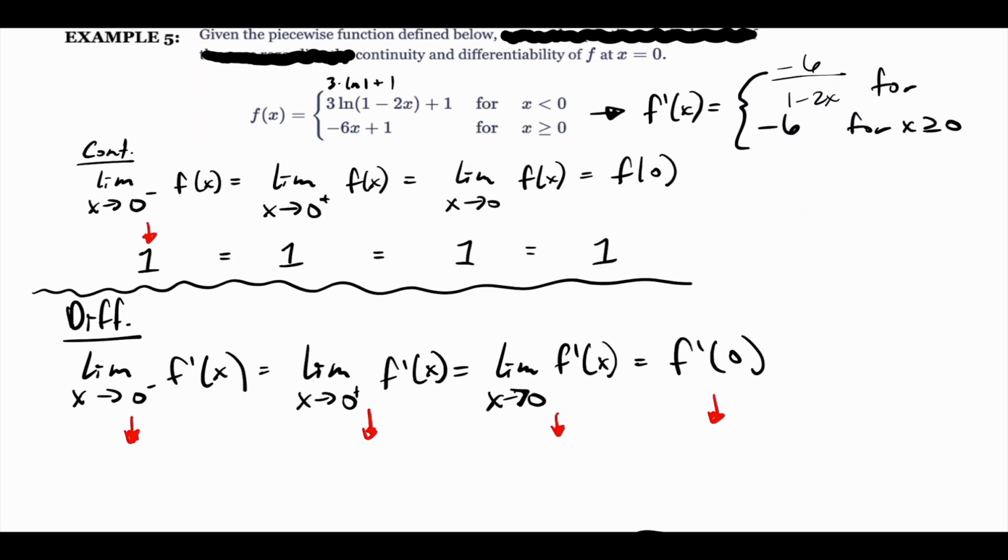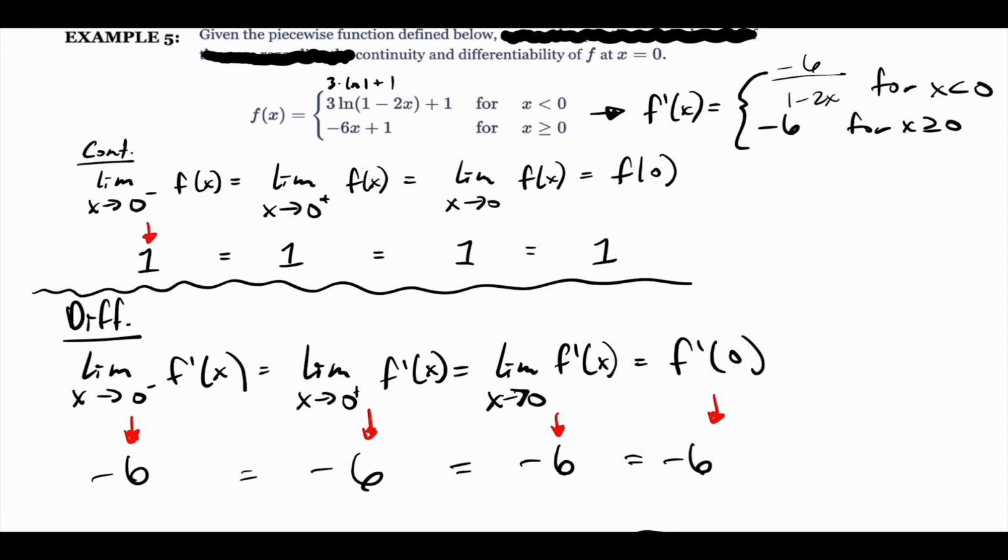Okay, so here I'm plugging in 0 to the top. When I plug in 0 to the top, what do I get? I get 0 here, so that's going to be 1 minus 0, which is 1, so I get -6. Plug in 0 to the bottom. Well, I can't plug in 0 to the bottom because it's just -6. So that means it's -6, 0, -6.